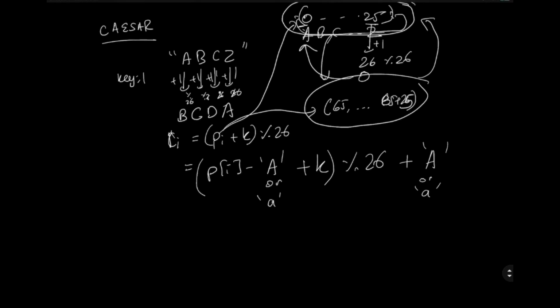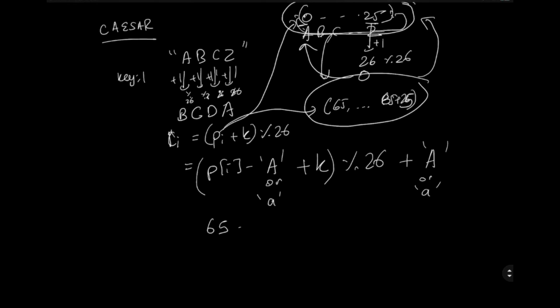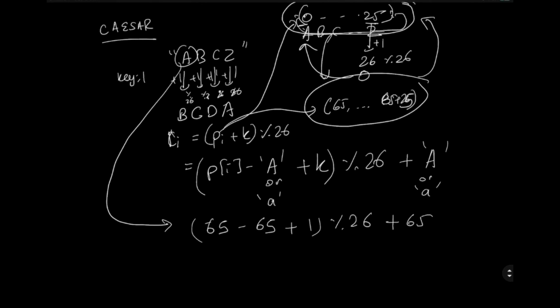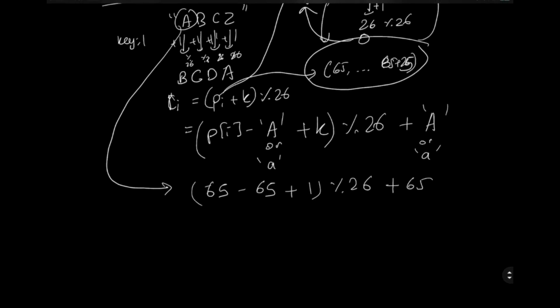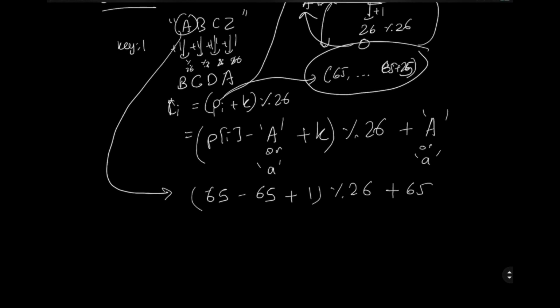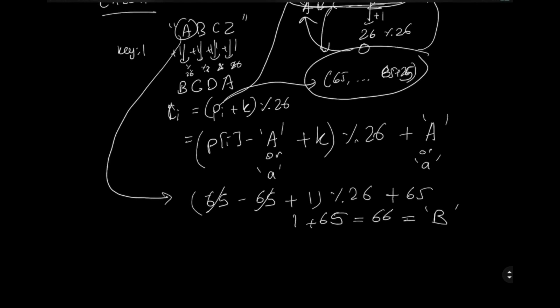So what's going to happen is if 65 is my A, then 65 minus 65 plus key, let's say 1, mod 26, plus 65, which is capital A. Let's say I have this letter. So this letter is going to be translated like this. The value that I'm going to get here is 65 minus 65 is 0, 1 mod 26 is 1, plus 65, this is equal to 66, which is actually capital B. So you can work out more examples and you can convince yourself that this formula is actually going to work.